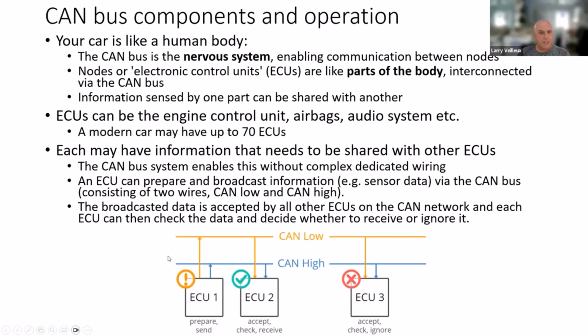And let's see, a lot of these things I've talked about down here in terms of you don't need complex dedicated wiring, it's broadcast domain. The CAN bus consists of 2 wires, CAN high and CAN low. And we'll talk about why that is again in just a moment. So you have somebody sending, everybody else will initially accept, so they'll start interpreting the data, but only those, first of all, that are checked good. There's error detection and such in the signal as well. And then only those that need it will receive it, the rest will ignore it.